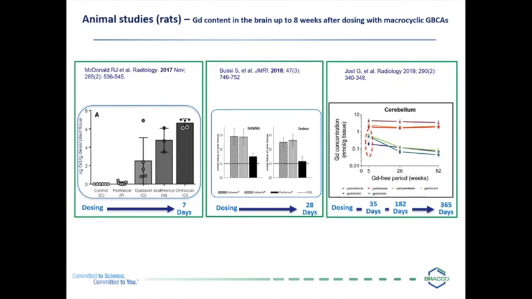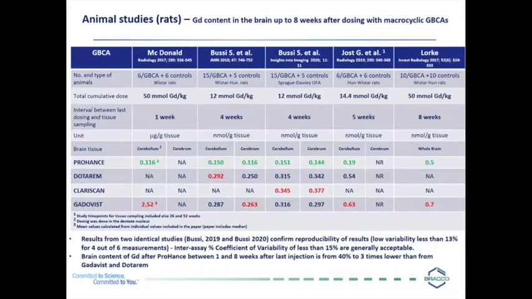Let's look at the available evidence by assessing studies quantifying gadolinium at different early time points, up to 5 weeks after injection of macrocyclic GBCAs, using mass spectrometry in animals. All studies consistently demonstrated similar results. In all 3 studies, the levels of gadolinium after ProHance in the brain are close to the threshold of detectability of the assay. 40% to 3 times less gadolinium was consistently detected in the brain of rats from 1 to 5 weeks after ProHance injection, compared to equivalent cumulative doses of the 2 other macrocyclics, Dotarem and Gadovist.